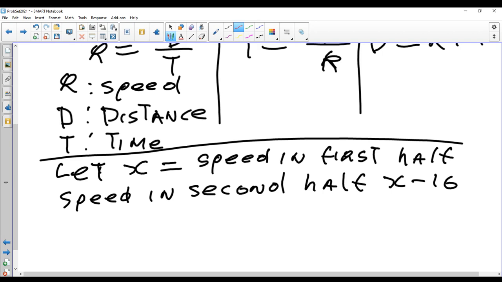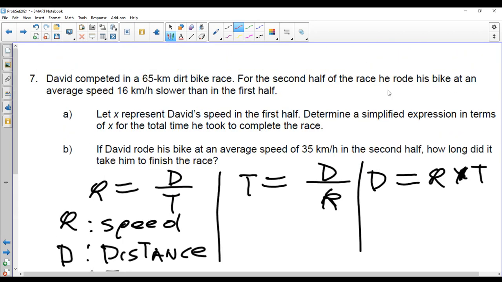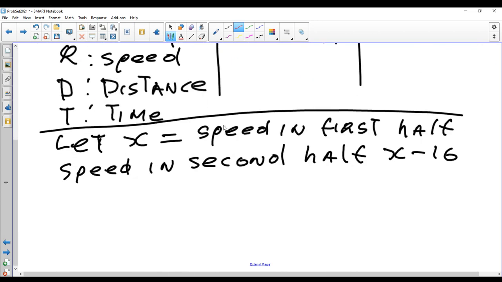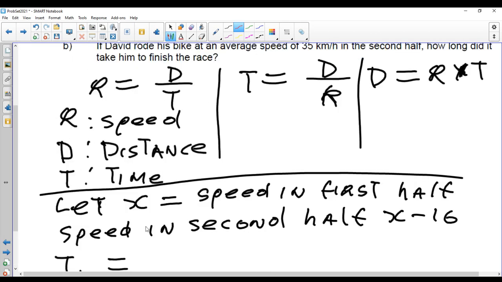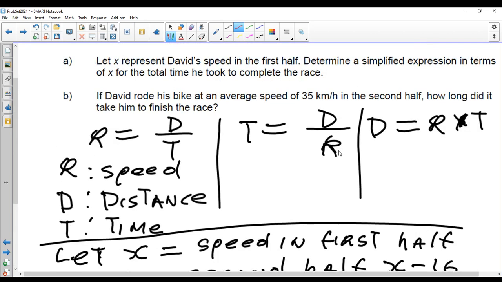So I just thought I'd write that down because look at what they're asking us for. Determine a simplified expression in terms of X for the total time he took to complete the race. I'm going to write two equations for time. Time in the first half, I'll put T1, and then time in the second half. I remind you that time, according to this equation here, is distance over speed.